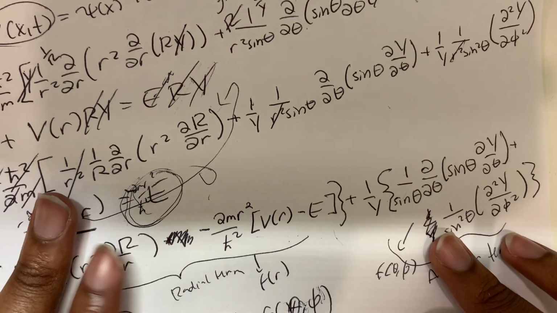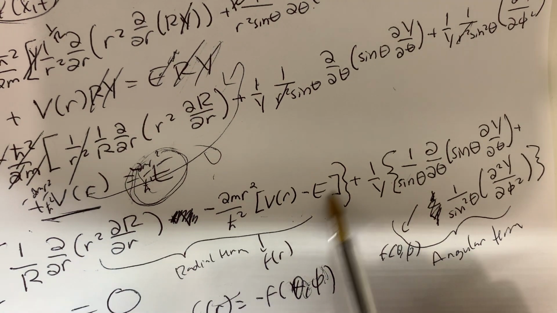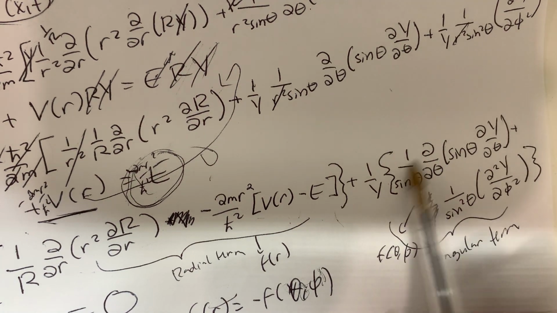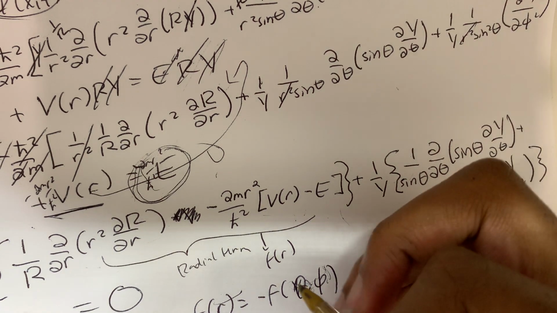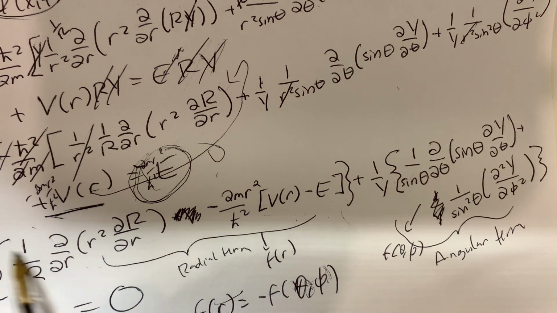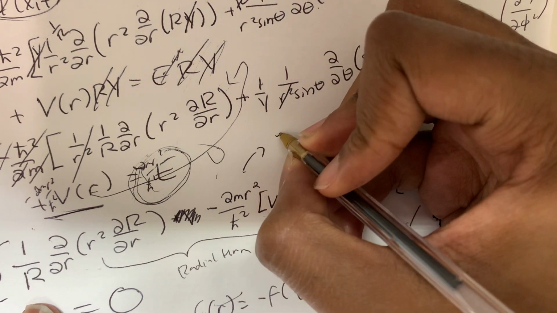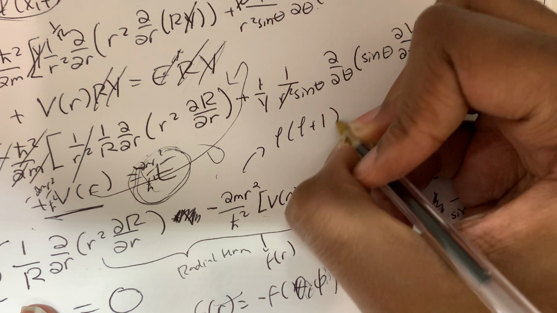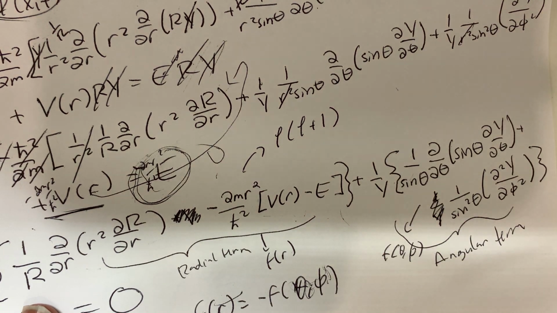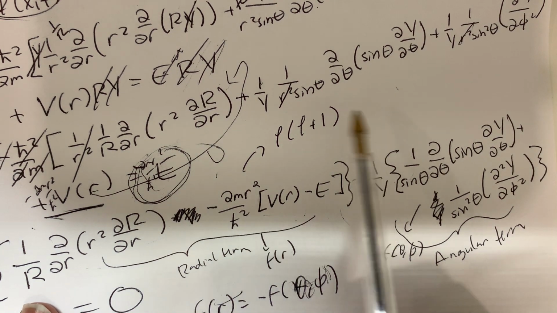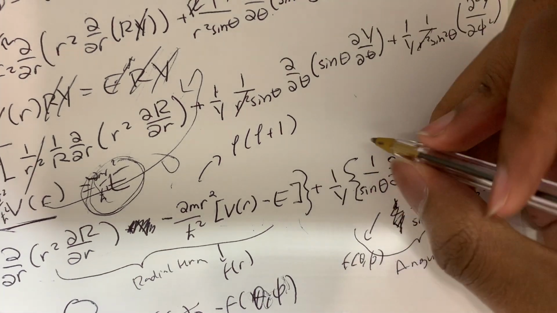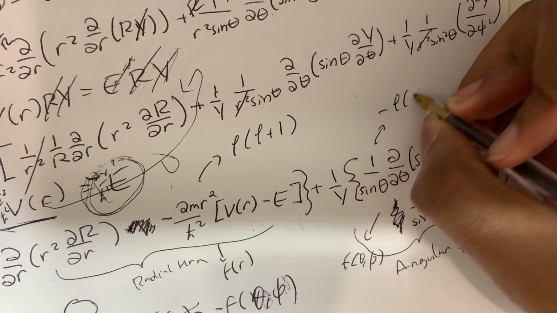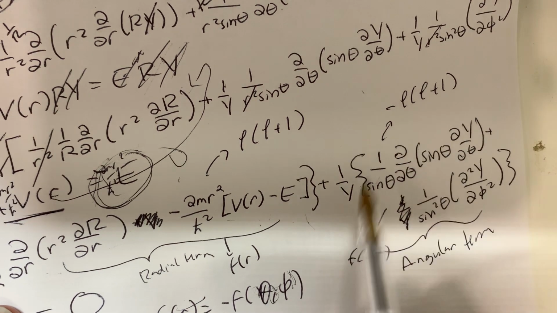Basically what I'm saying here is that this has to be a constant, and this has to be a constant. So what constant are we going to make them equal to? Well, let's make the radial part be L times L plus 1, where L is just any constant number. A constant plus another constant times another constant is just a constant, right? Let's let the angular part be minus L times L plus 1, so that this plus this will give us 0.